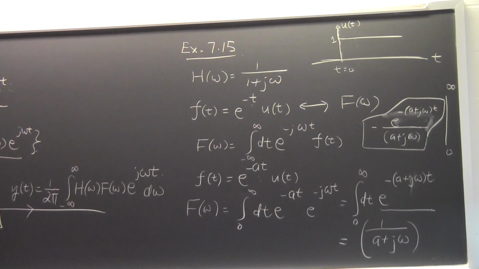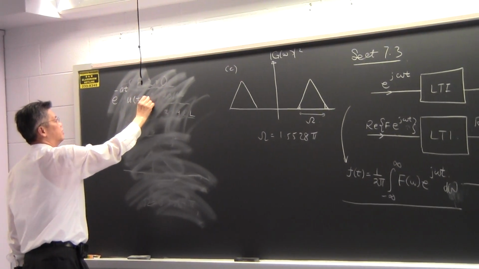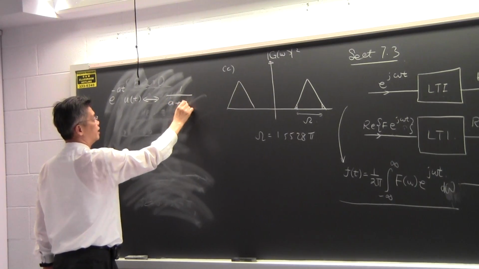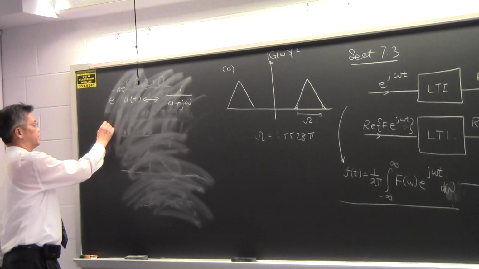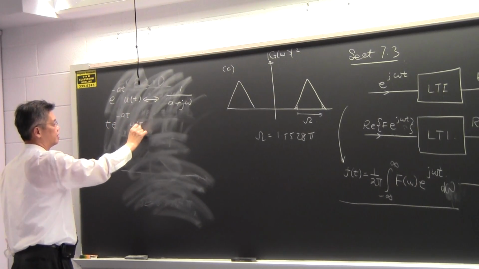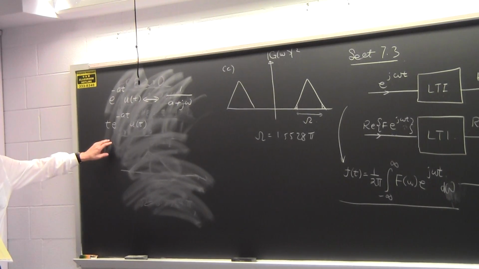So, we know one thing for sure, that e to the minus at u of t Fourier transforms to 1 over a plus j omega. Okay? And I'm going to show you a trick on how to find the Fourier transform of t e to the minus at u of t. How do I find this Fourier transform?